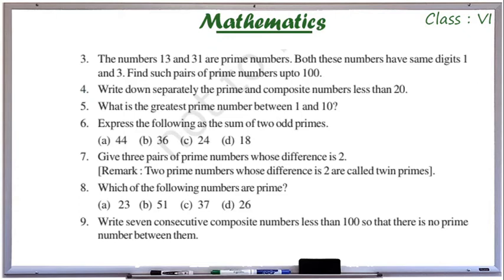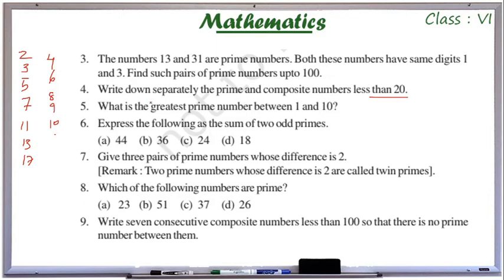Next, fourth question: write down separately prime and composite numbers less than 20. So do it as homework. It's very simple. You have to write down primes and composites separately less than 20. Prime numbers are 2, 3, 5, 7, 11, 13, 17, etc. Composite numbers are 4, 6, 8, 9, 10, etc. So less than 20 you have to write.